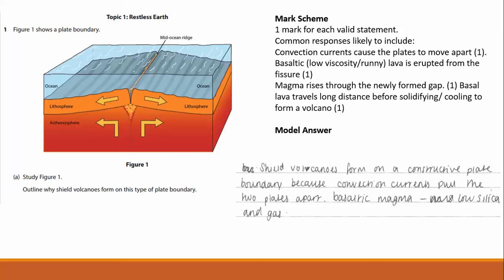The first question was: outline why shield volcanoes form on this type of boundary. Lots of different ways of getting the marks. It was a 2-mark question, so we were looking for 2 ideas. You've got an example in the bottom right hand corner here of something which got 2 marks. Forms on a constructive plate boundary, convection currents pull the plate apart, that would have got you 2. Basaltic magma, low silica and gas, that would have got you marks as well. Lots of different ways of getting the marks, but it was about coming up with 2 separate ideas.